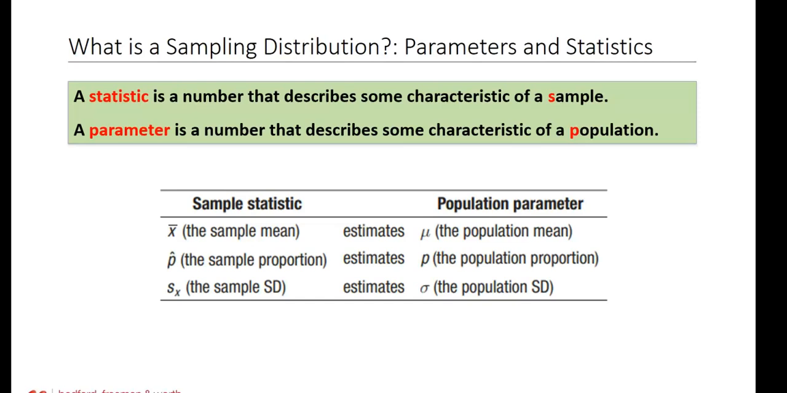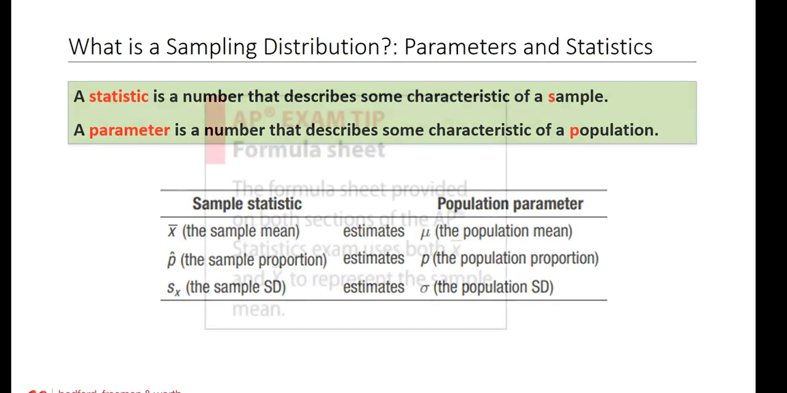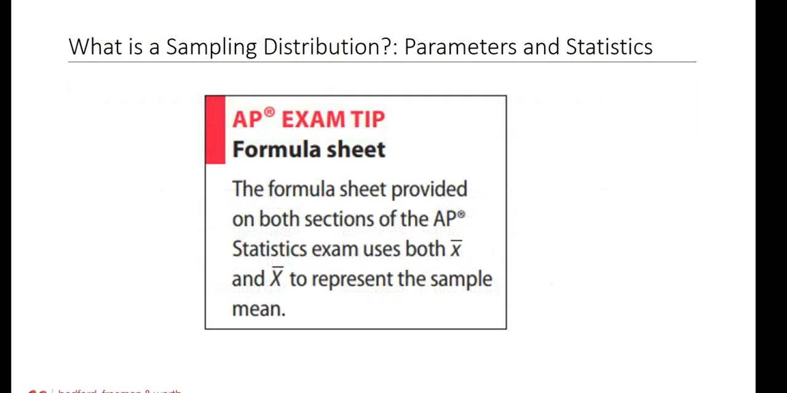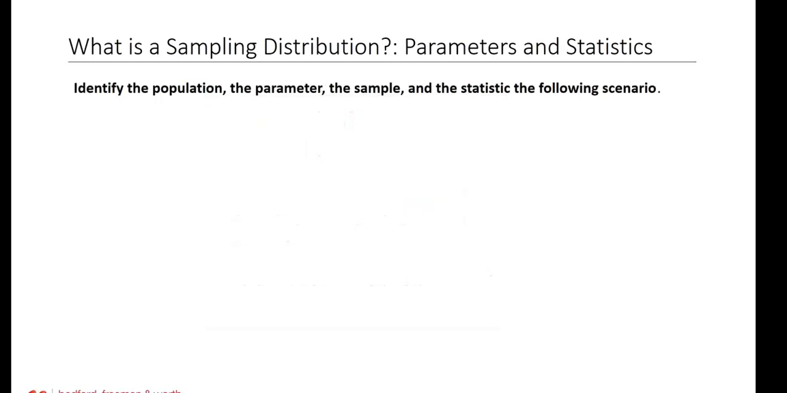X bar is what we call the sample mean, where mu is the population mean. Sample proportion is p hat, the predicted value, and p is the actual population proportion. Sx is the sample standard deviation, and sigma is the population standard deviation. I usually see the sample mean as lowercase x bar, but I guess the formula sheet at one point does use uppercase X bar. It means the same thing.